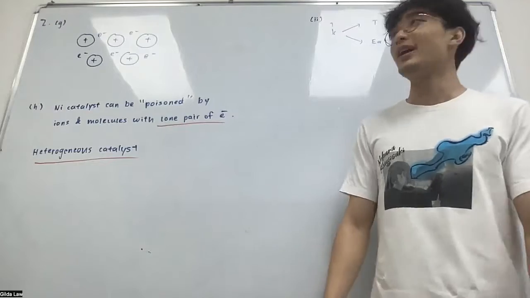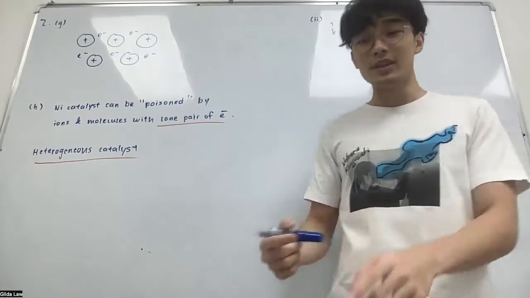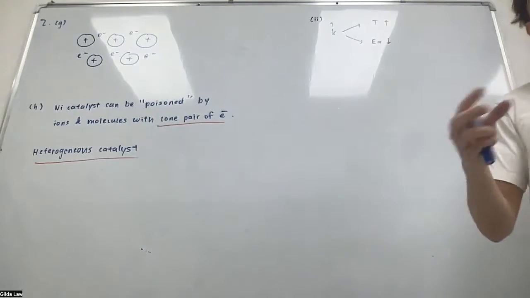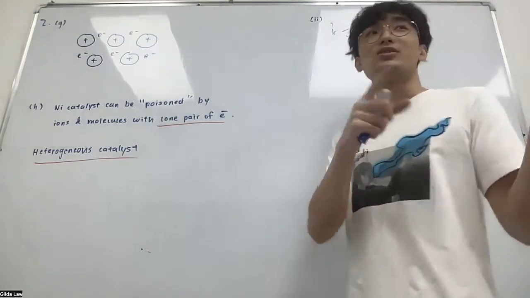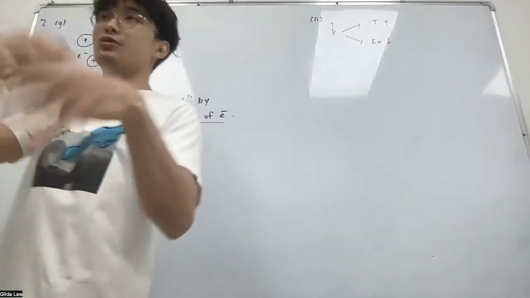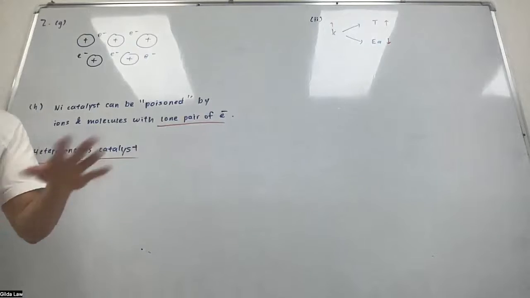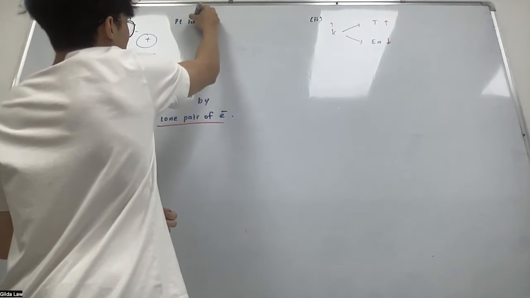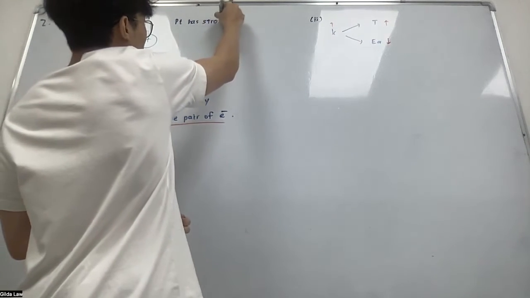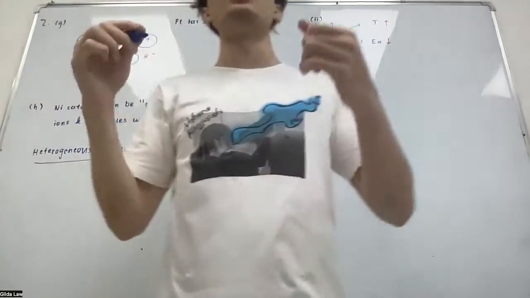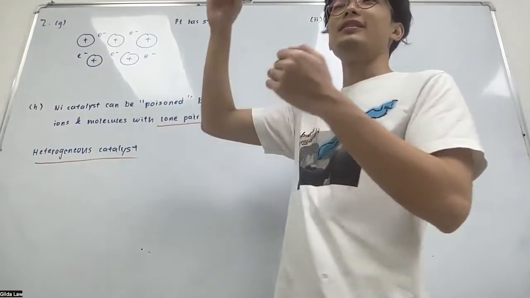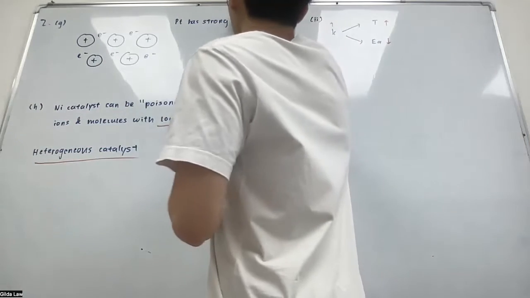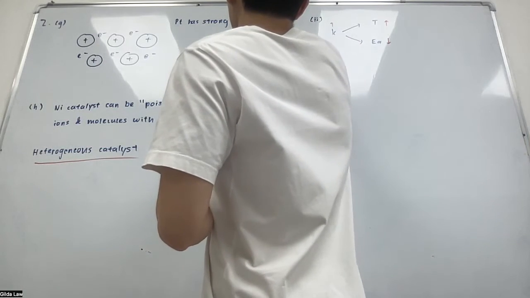The next thing is to explain why it has a high melting point. It's because it has very strong electrostatic forces of attraction. Then you need to specify which ones. If you don't want to write electrostatic forces, which is very long, you can just say strong metallic bonds. I prefer you use this.